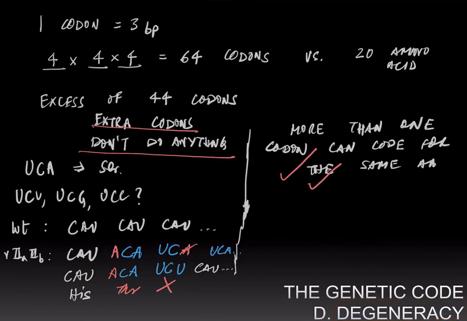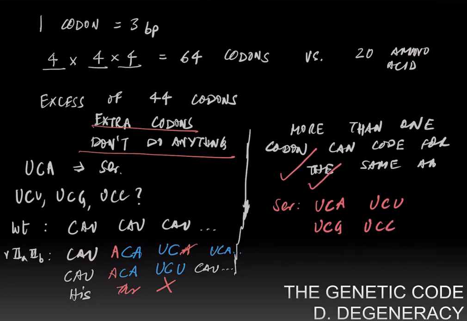For example, serine is coded for by 4 different codons: UCA, UCU, UCG, and UCC. Of course, not every amino acid has 4 codons, since that would require 80 codons. It varies between amino acids. However, for most amino acids, more than one codon codes for them.